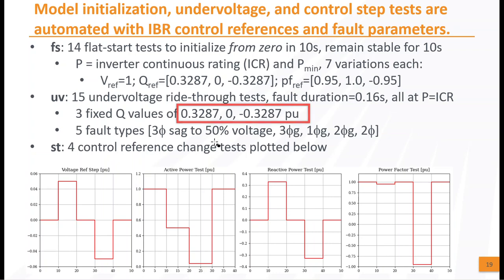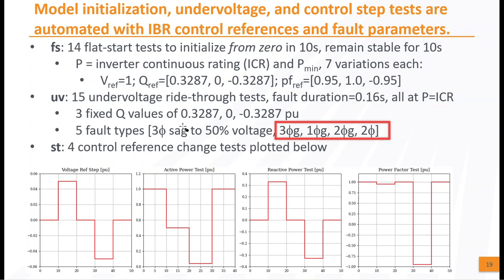One isn't really a fault. It's a 3-phase sag to 50% voltage. And so we simulate that with an inductive fault on the point of connection, but what that really represents is a 3-phase fault somewhere deep in the power system where the IBR is connected, and it's going to see 50% voltage. We also have bolted faults of the 4 basic types: 3-phase to ground, single-phase to ground, 2-phase to ground, and then phase to phase.